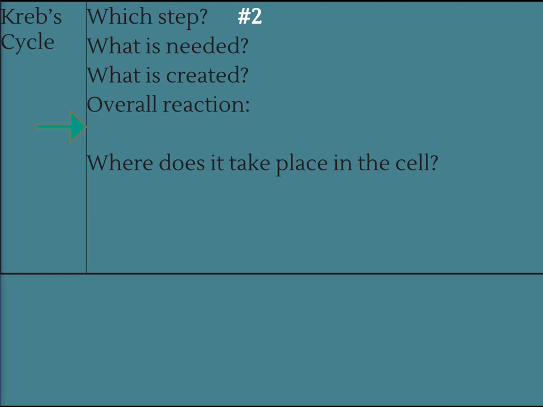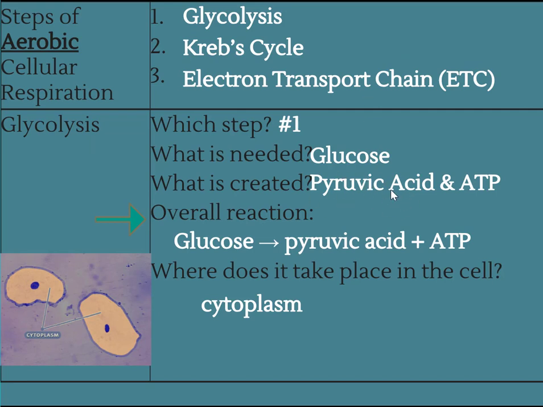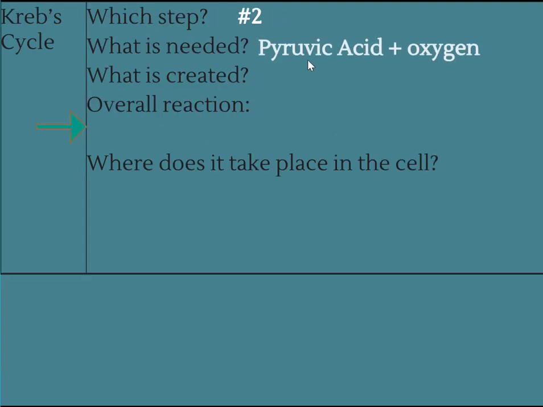The Krebs cycle is the second step. In order for this to happen, we need pyruvic acid and oxygen. But time out. I want to jump back for just a second. This pyruvic acid, it was created in glycolysis. So in order for step number 2 to be completed, step number 1 needs to happen first, because we're taking this from step number 1 and we're using it to fuel or to start up the Krebs cycle.